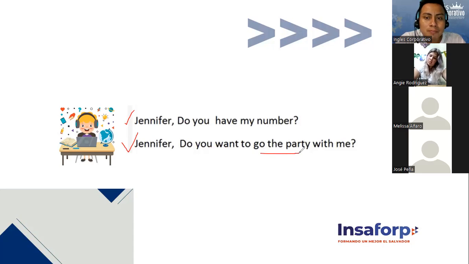What about the party? Imagine Jennifer is someone you are, I don't know, dating, trying to convince to go to a party, but then the only point of contact is your best friend. How can you ask it?